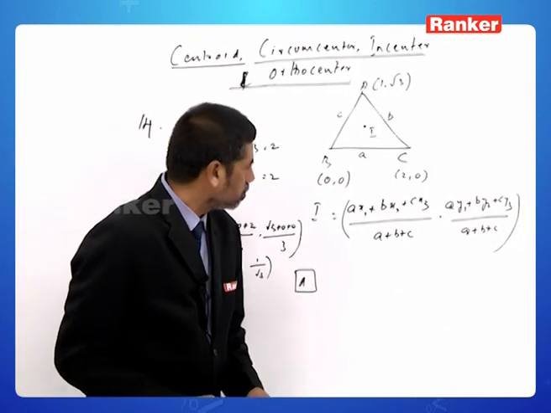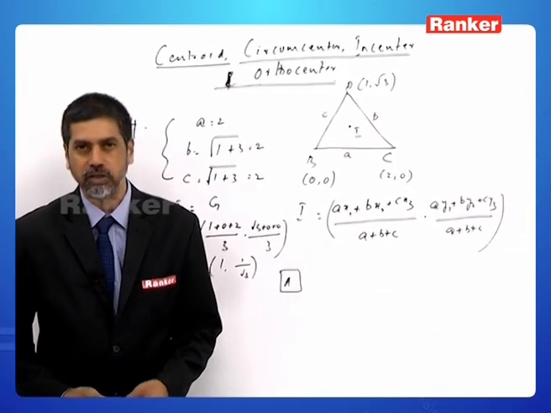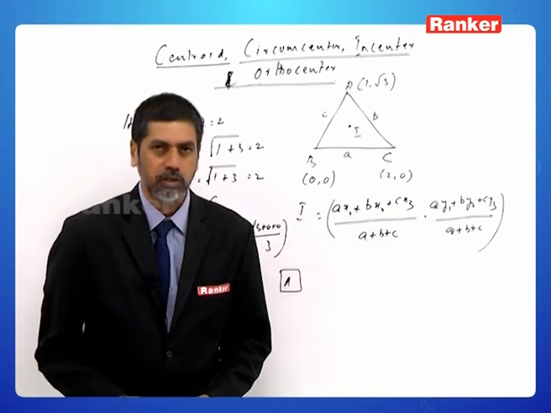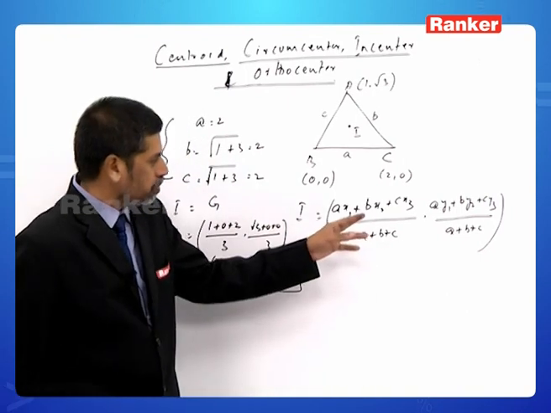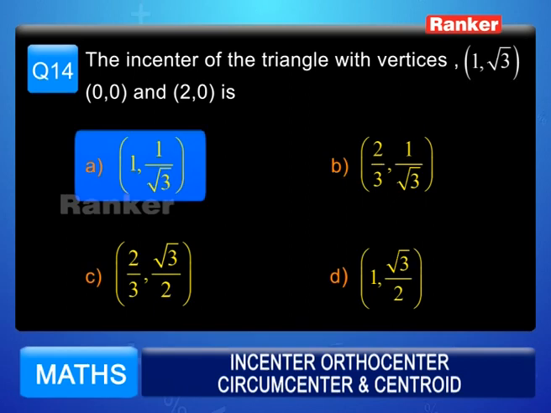So, this is how we can easily solve this. Of course, you can also cross check by this rule. In this problem, a, b, c are already known. x1, y1, x2, y2, x3, y3 are already the vertices. The student has got options to verify. Both the techniques should not take much time.